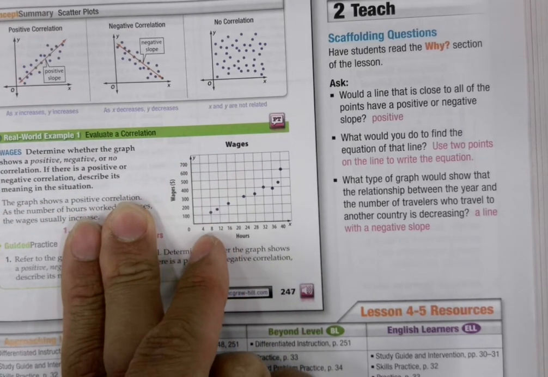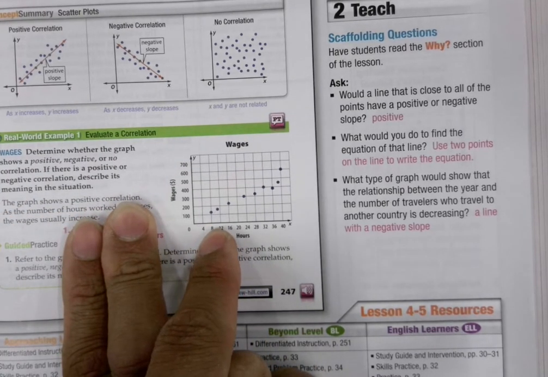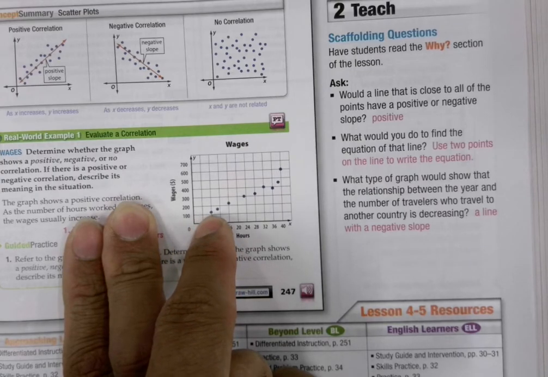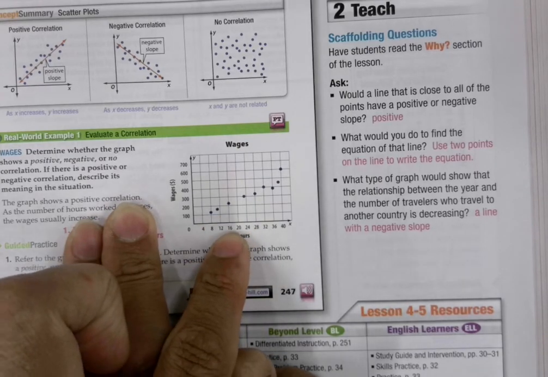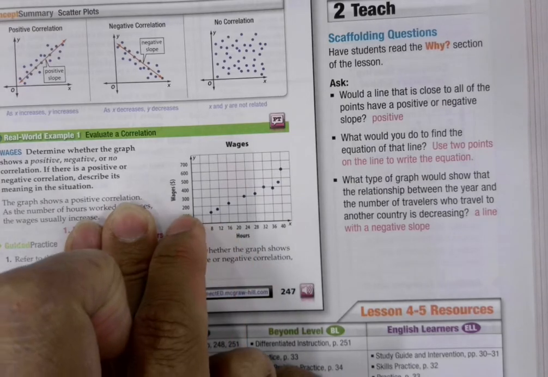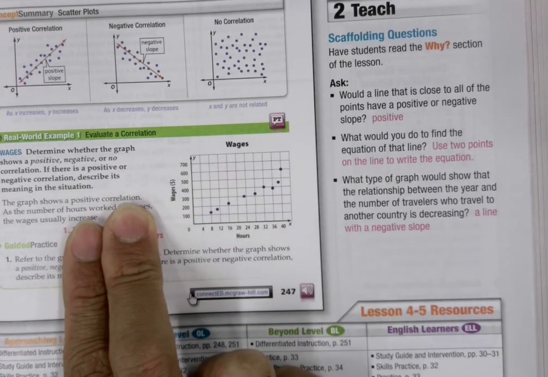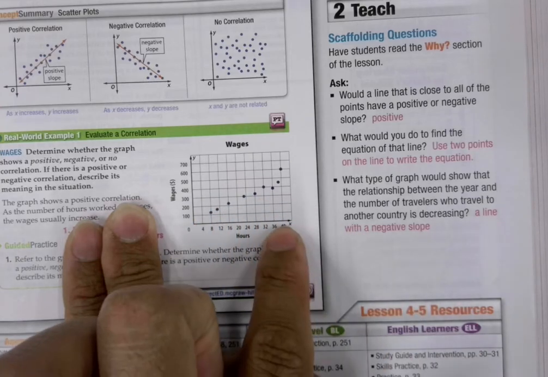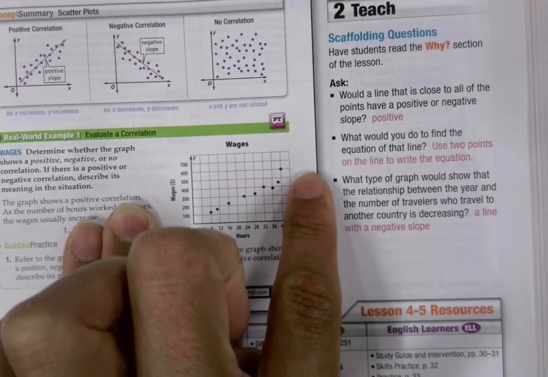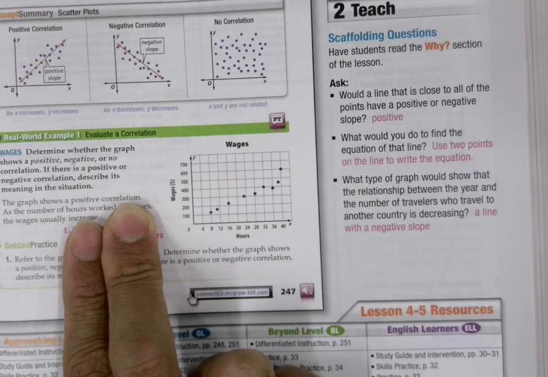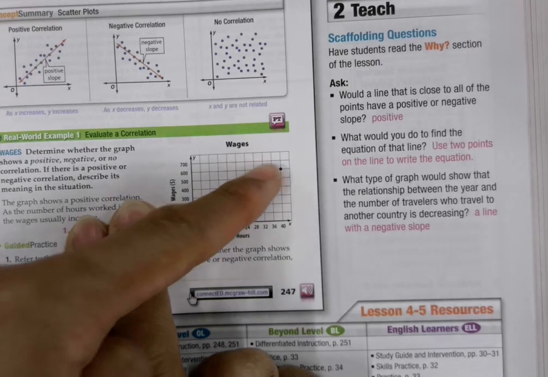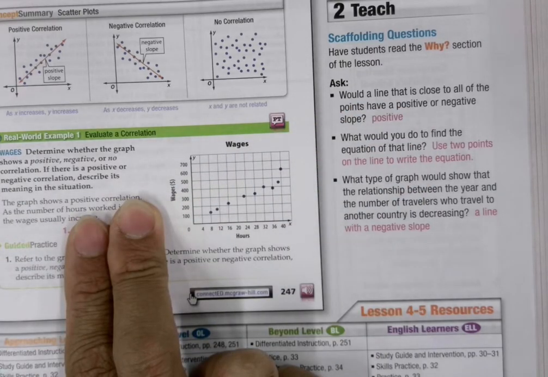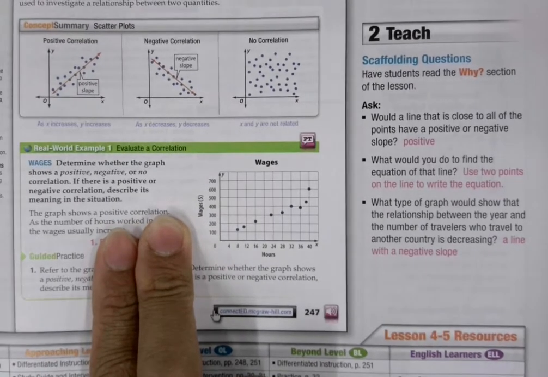And we could see that if somebody works 8 hours a week, they earn $130. If somebody works 16 hours in a week, they'll earn $230, and so on as we move our way down to 40 hours in a week, and they'll earn $600 that week. So we want to identify whether this correlation is positive, negative, or there's no correlation.